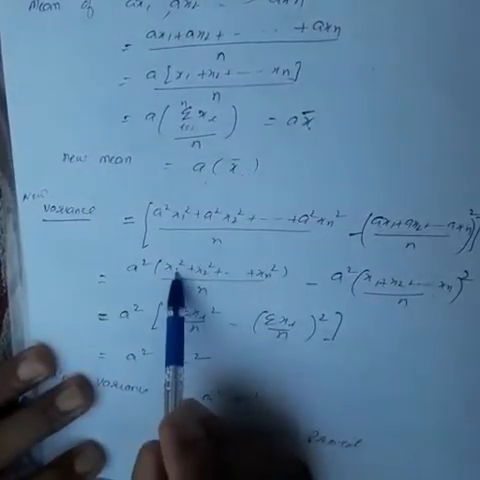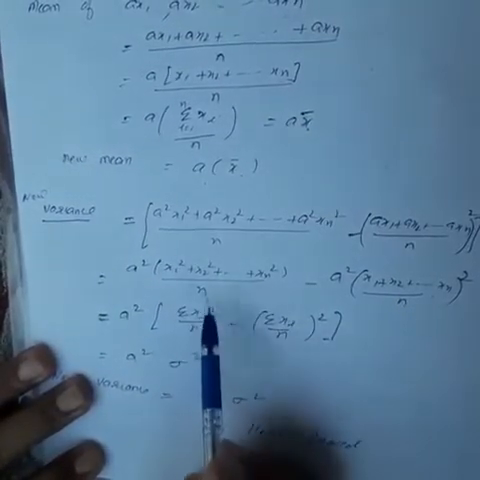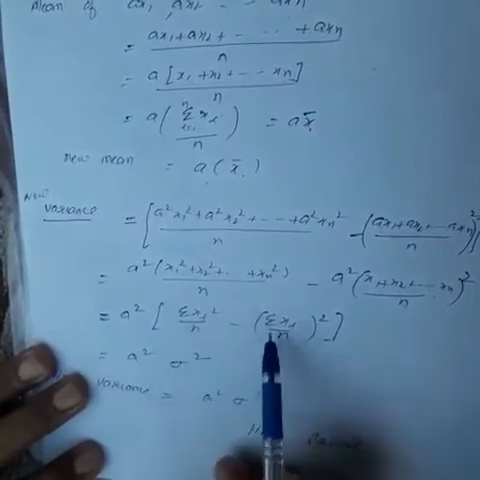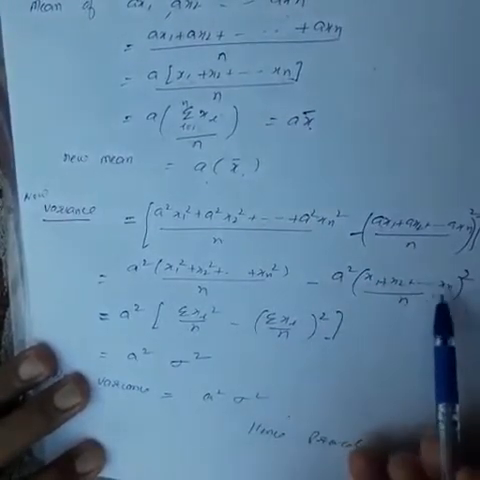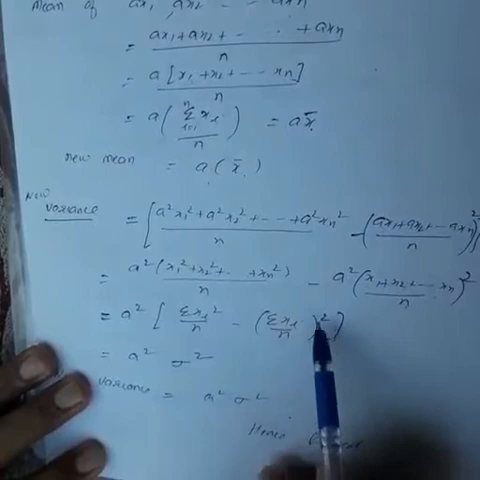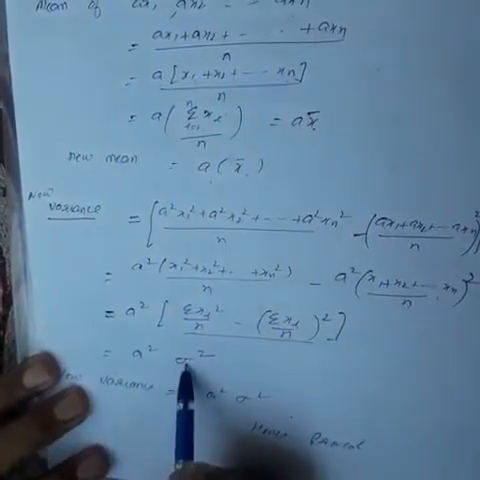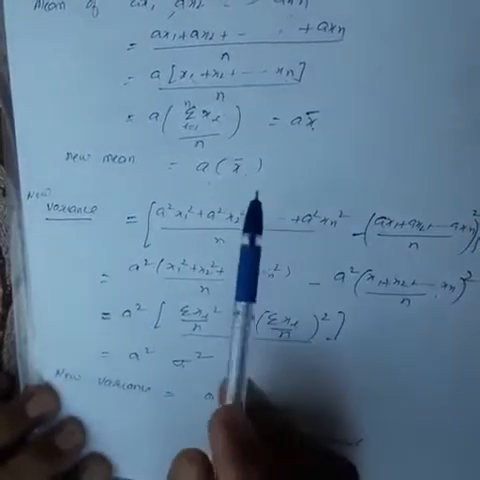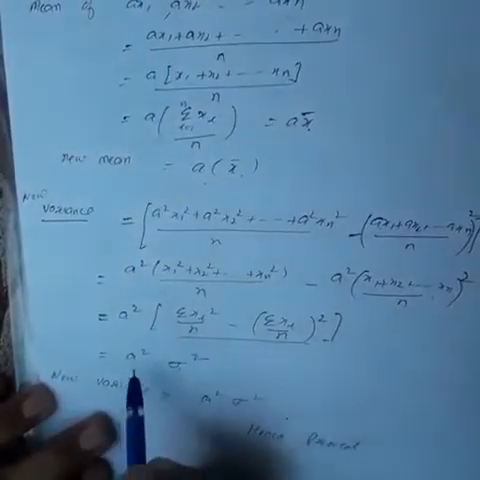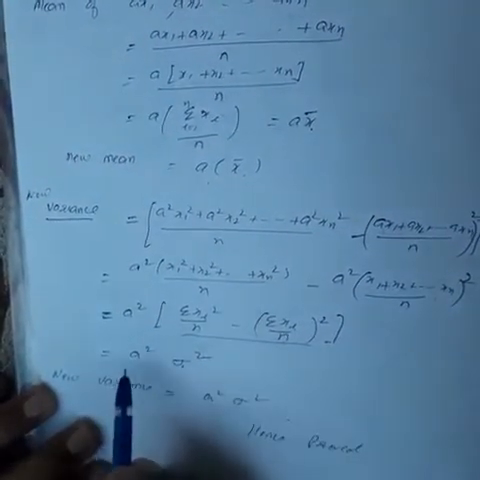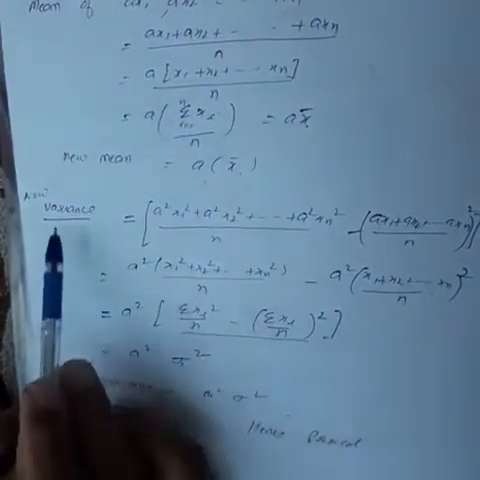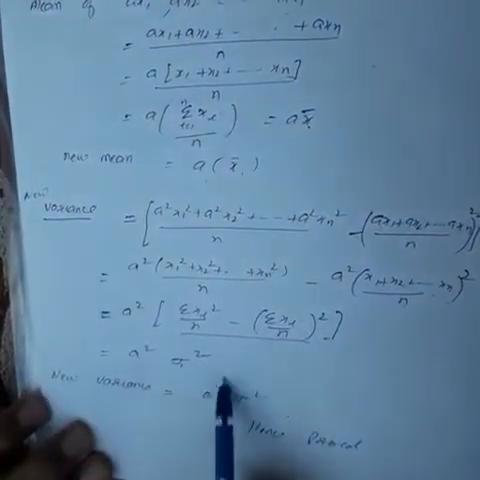So we know this is summation of xi square upon n minus sum of observations, it is summation of xi upon n whole square. We know this is the formula for variance of the old observation. So it is sigma square. So a square into sigma square, that is new variance. This is what we have to prove.